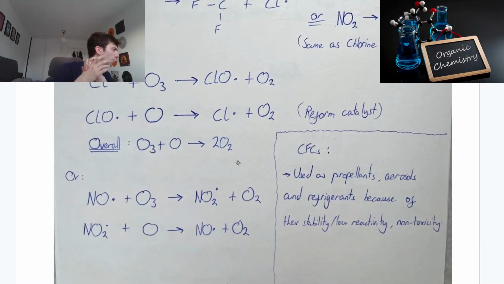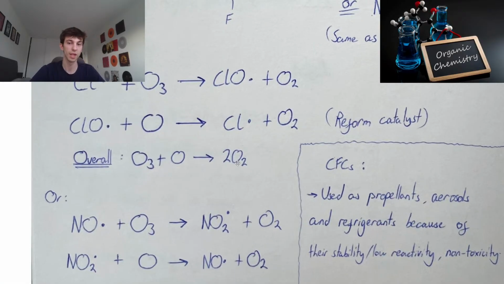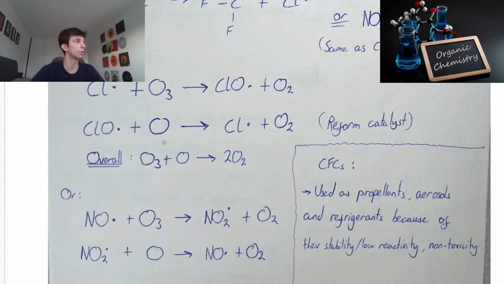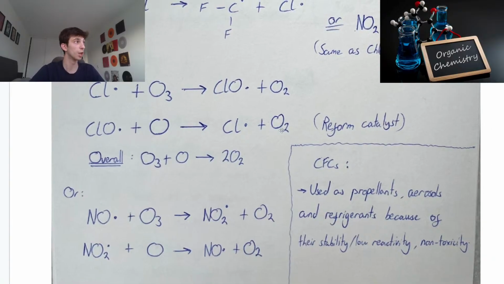Can you write it overall as 2O3 goes to 2O2? You have 4 oxygens on the right and 6 on the left, so I assume not. Is there a termination step? Yeah, it will be the same termination step. Oh no, in this one no, because we're forming that oxygen. You would get termination steps in general.